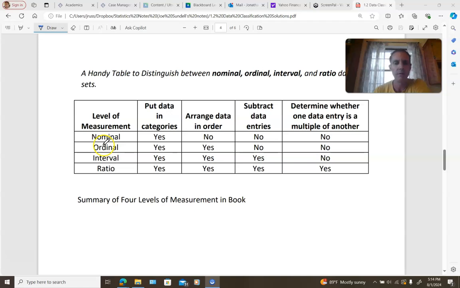And then at the ordinal level of measurement, you can put the data in categories and you can also order it, put it in order, but you can't subtract it, or there is no inherent zero, so you can't express one data entry as a multiple of another. And then at the interval level of measurement, you put it in a category, you can order it, and you can subtract it. And then finally, at the ratio level, it satisfies all of these conditions. Okay. So this table kind of shows you how those levels of measurement become successively more complex.